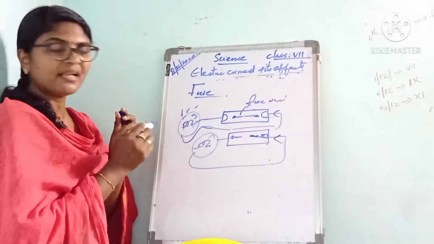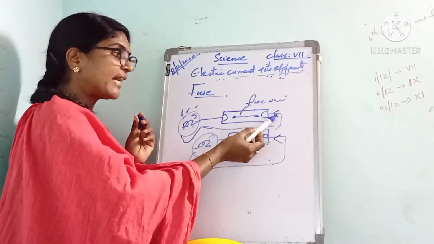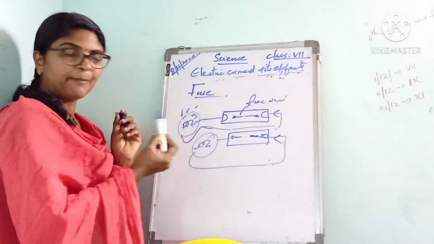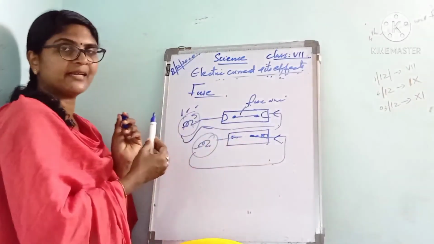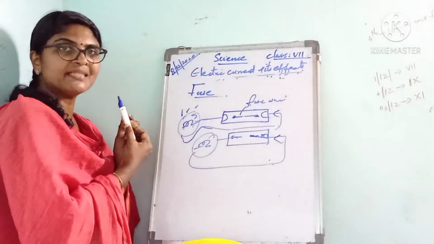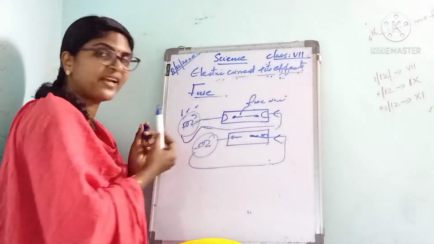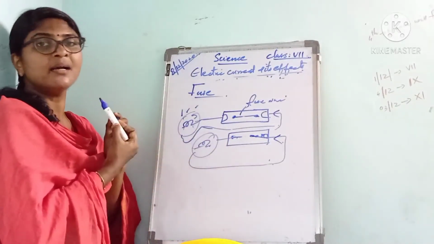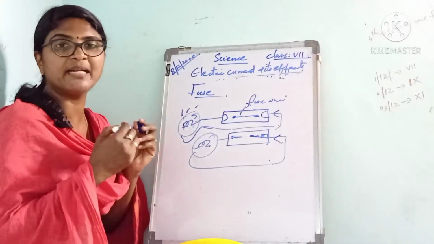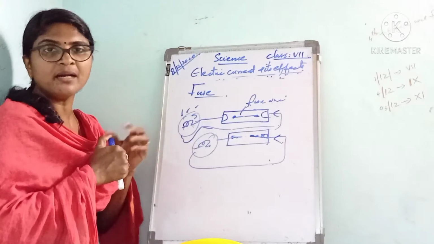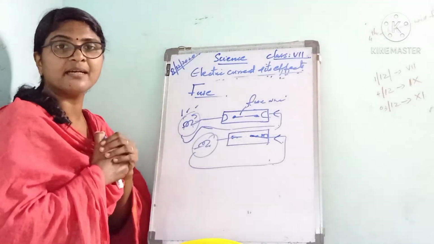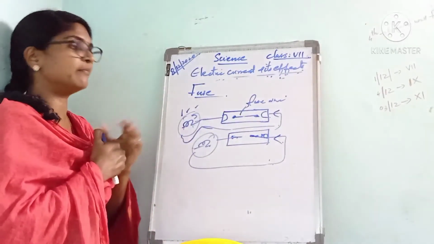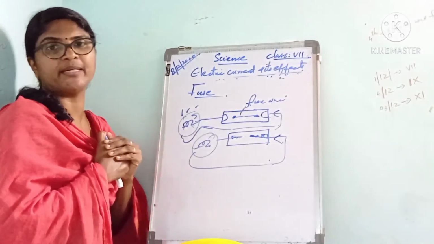Listen to it. In the first case, the normal electric current is flowing, so the bulb glows. If excess electric current comes in this circuit, the fuse wire melts and breaks the electric circuit, so the current cannot flow through the circuit. In that case the bulb does not glow. When the fuse wire melts, the circuit breaks and the electric fuse prevents the current from flowing in the circuit.